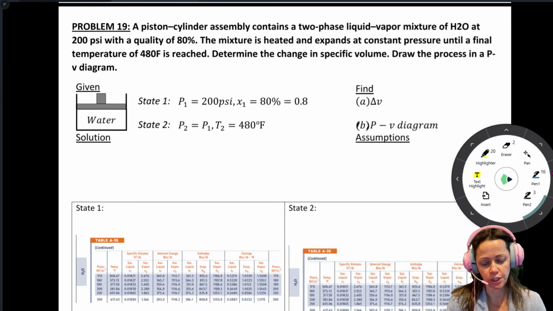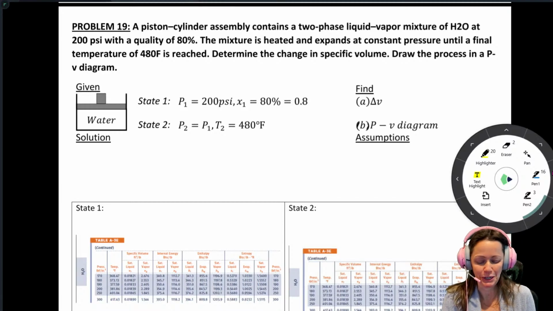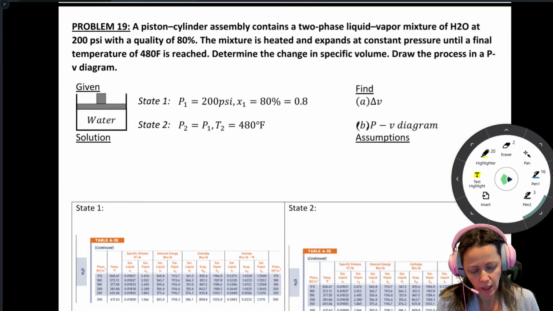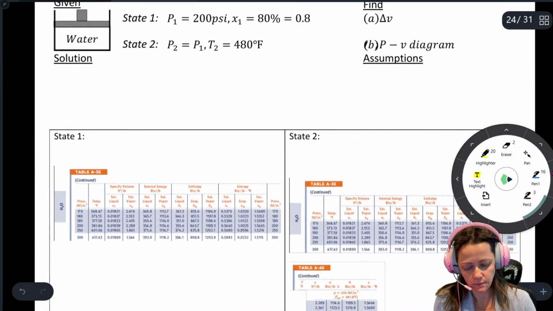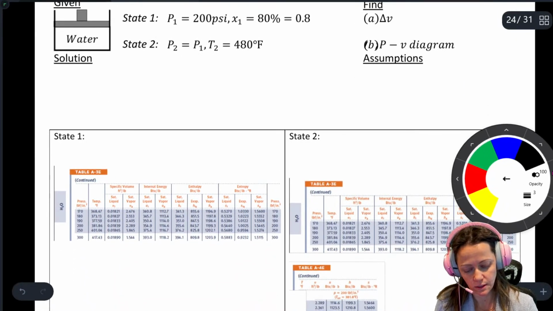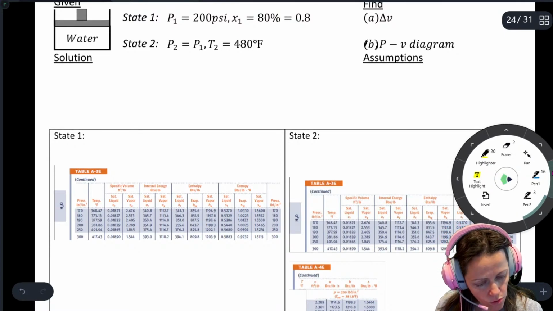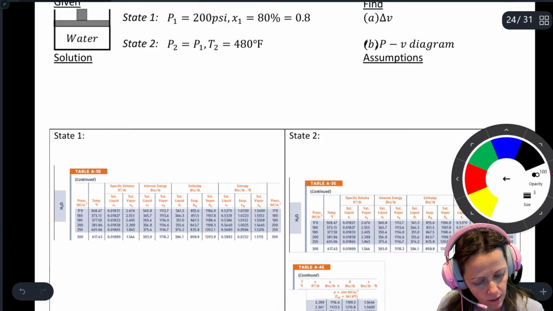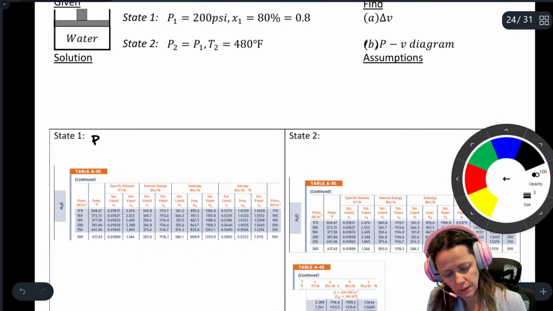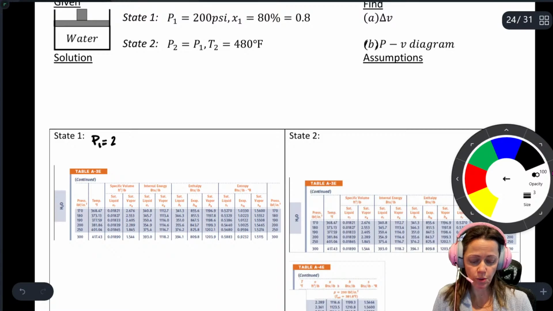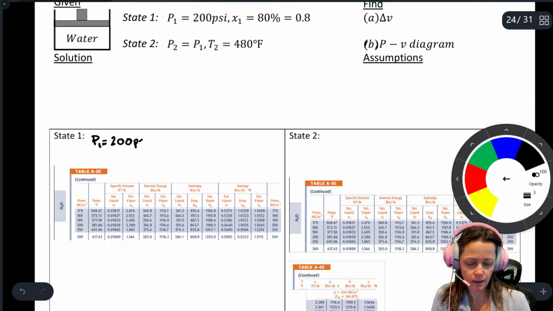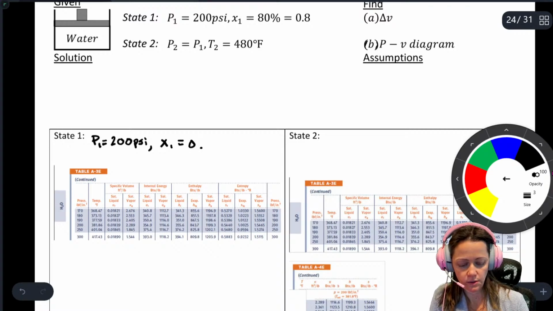For your change in specific volume, obviously you're going to need to know the specific volumes v1 and v2. For state 1, it's saturated, right? Because our P1 is 200 psi, and our quality is 0.8.